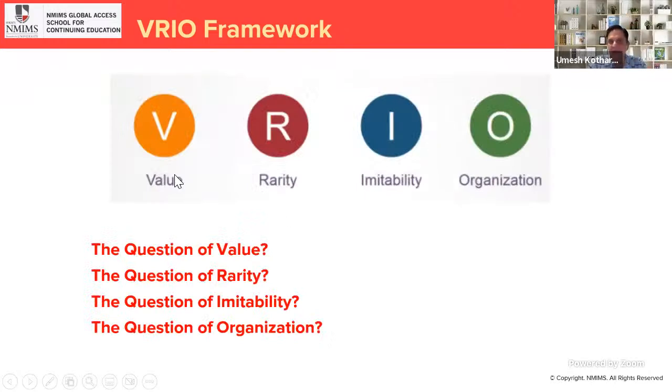There are 4 areas: value, rarity, imitability, and organization. That is what makes up the VRIO framework.